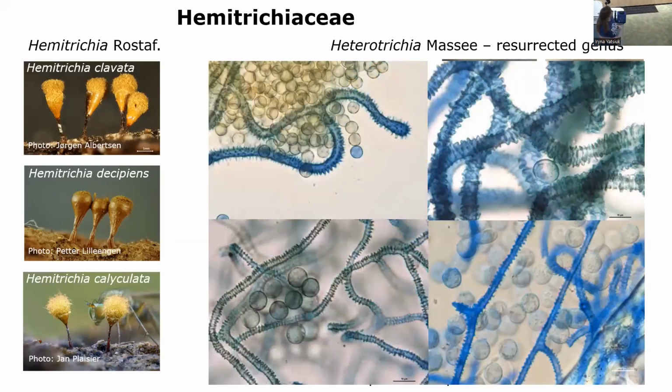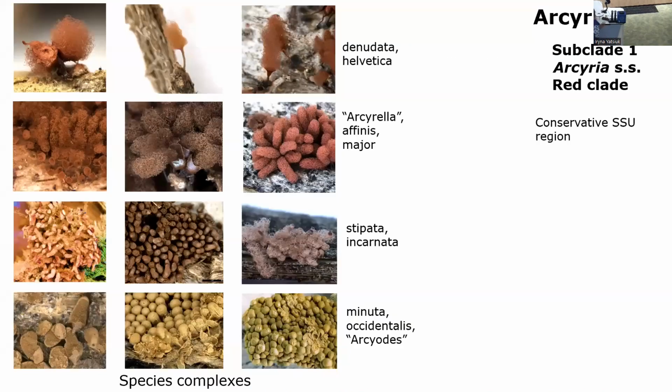And these are examples of Capelicia. The Capelicia are quite different, and I will show it also later. There is no clear structure that is like a signature for the group in the Capelicium, so they can be really diverse. And there is the Arcyria sensu stricto, or the red clade of real Arcyrias.